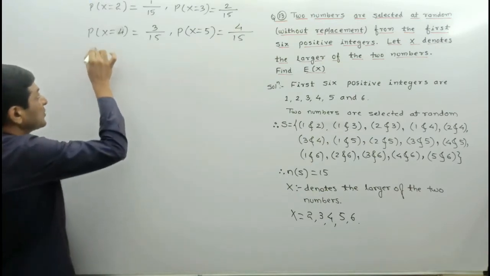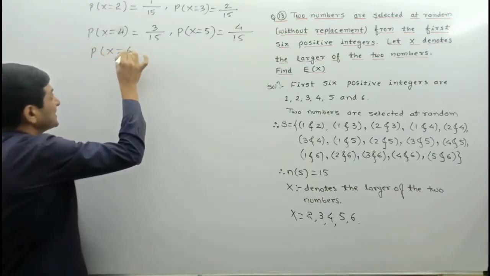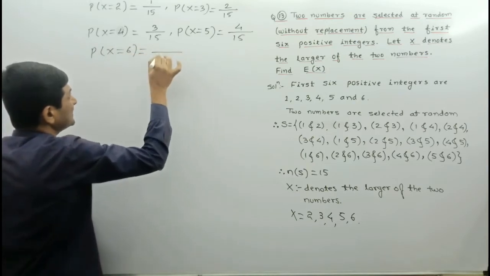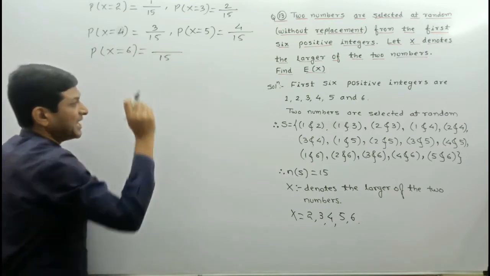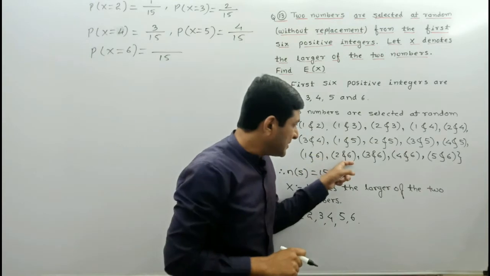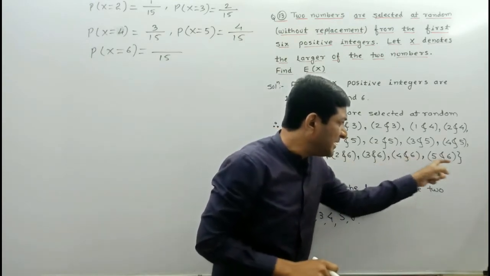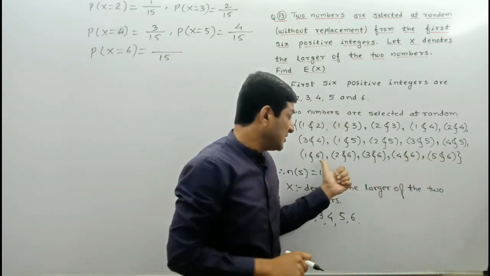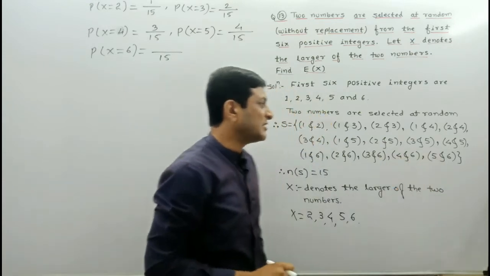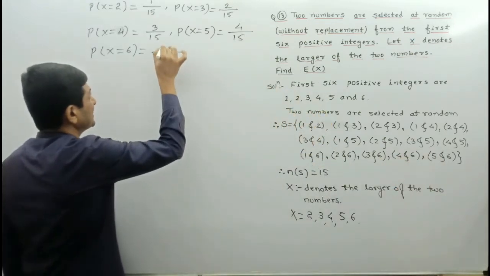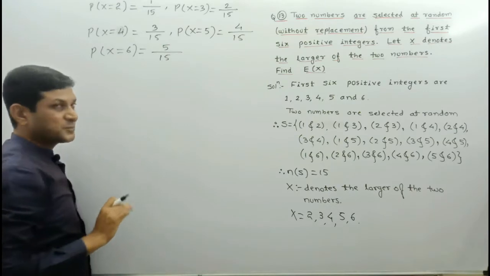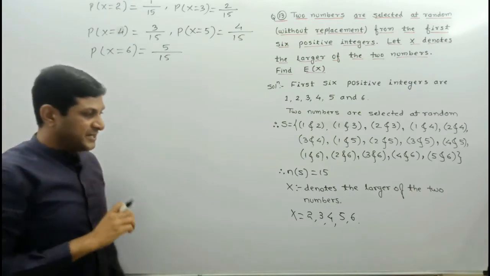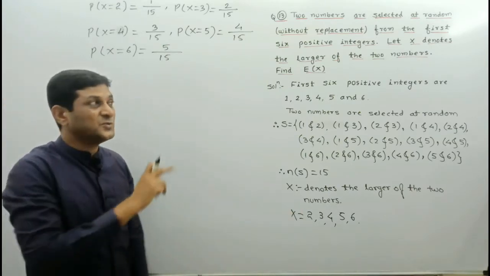Lastly, we are finding probability when X is equal to what? 6. So 6 should be larger. Let's see, here 6 is larger, here also larger, here also larger, here also larger and here also larger. Means 1, 2, 3, 4, 5 elements are there in which 6 is what? Larger. So 5/15 will be its probability.